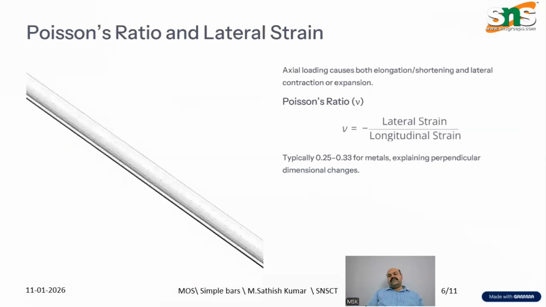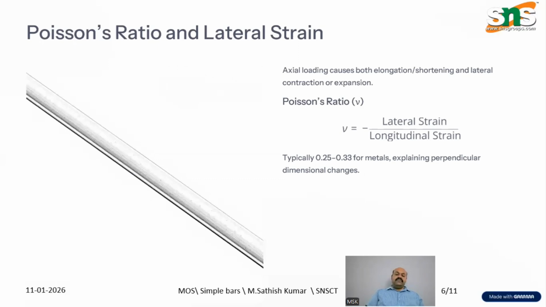And we have something called Poisson's ratio. Whenever a bar is elongated lengthwise, we have contraction on the lateral surface. The lengthwise strain is called linear strain or longitudinal strain, and on the lateral surface we have lateral strain. So axial loading causes both elongation or shortening and lateral contraction or expansion. That is to be understood whenever any object is loaded. And the ratio of lateral strain to longitudinal strain we call Poisson's ratio.